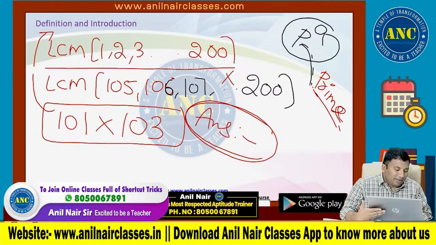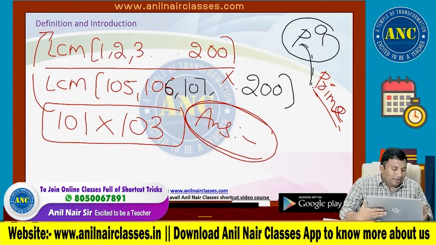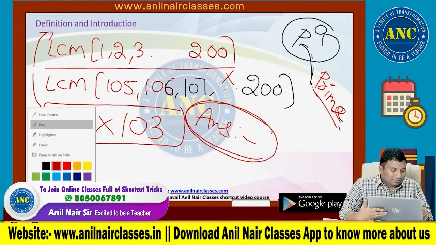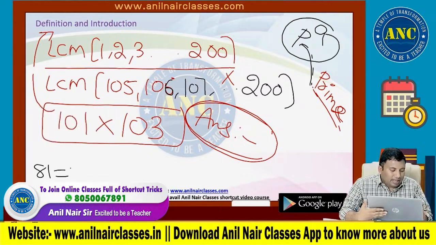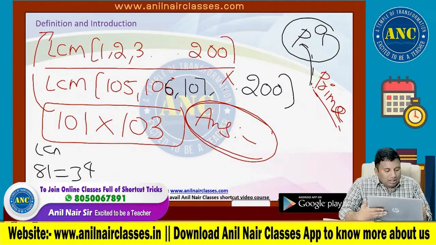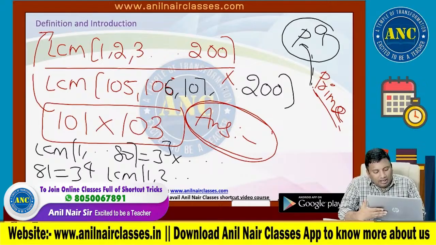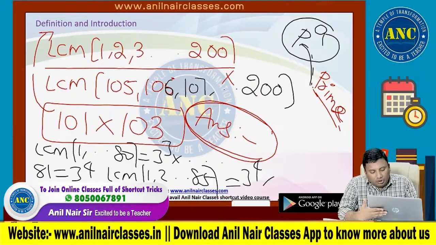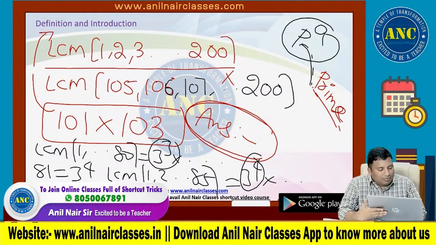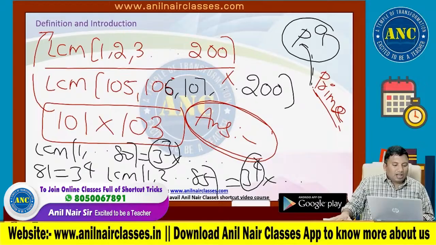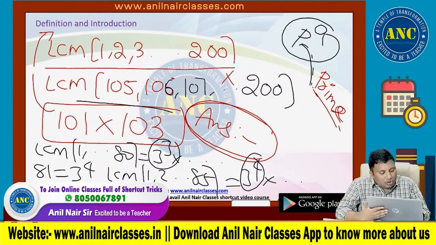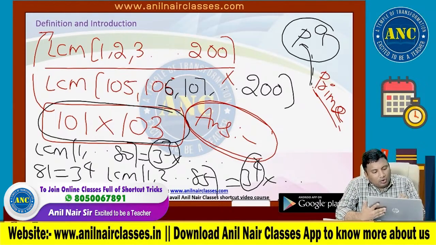Here Shiva, what can I tell you? 81 is 3 power 4. LCM of 1 till 80 will give you 3 cube into something. LCM of 1 till 85 is 3 power 4 into something. An extra 3 will come, right? Extra 3 will come. The answer for this question is 101 into 103.